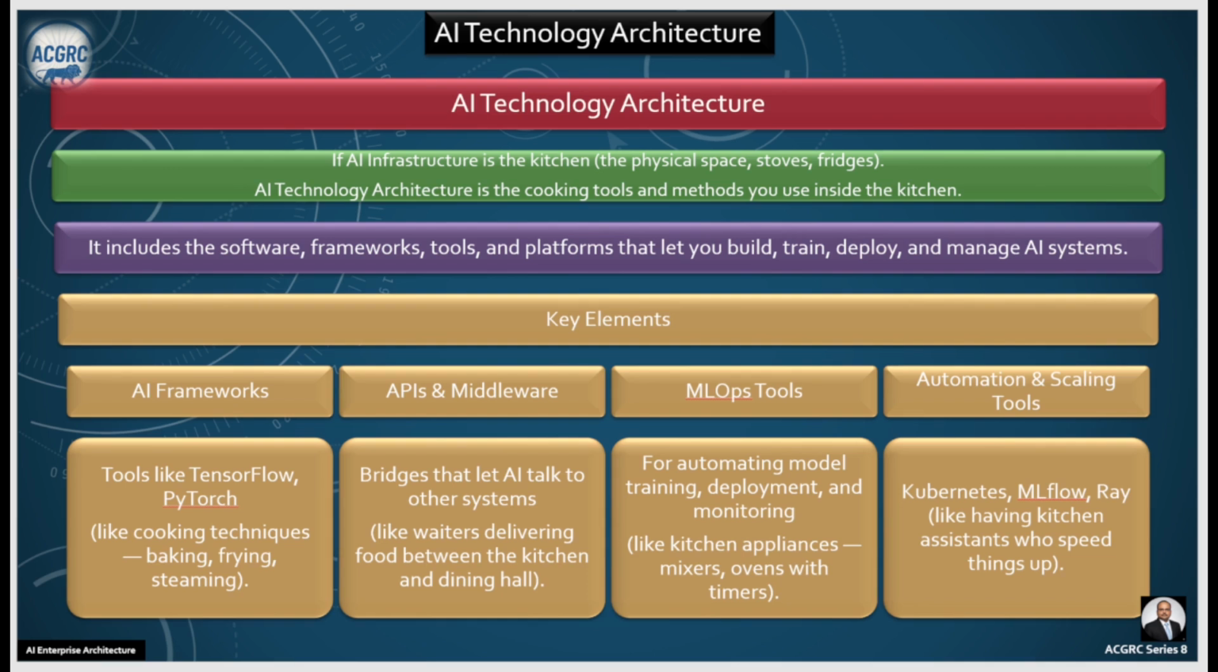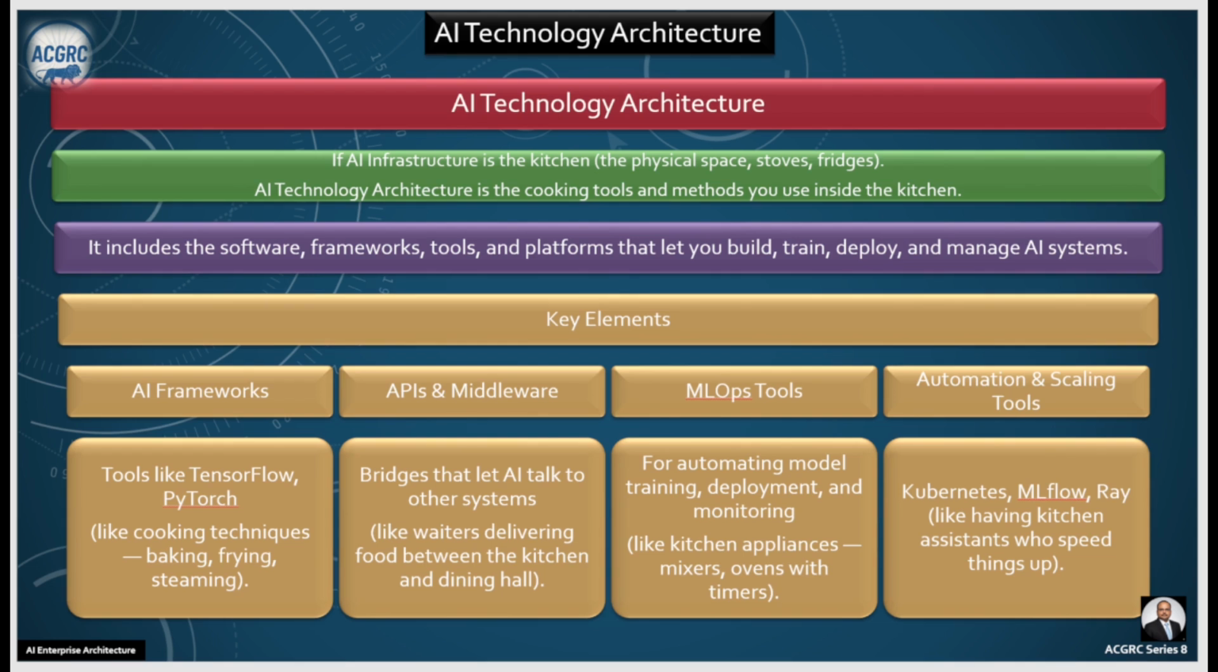So if AI infrastructure, as an analogy, is the kitchen, which is the physical space, the stoves, the fridge, then AI technology architecture is the cooking tools and methods you use inside a kitchen. Let's understand this better. It includes software, frameworks, tools, and platforms that let you build, train, deploy, and manage AI systems. The key elements include AI frameworks, APIs and middleware, MLOps tools, and automation and scaling tools.